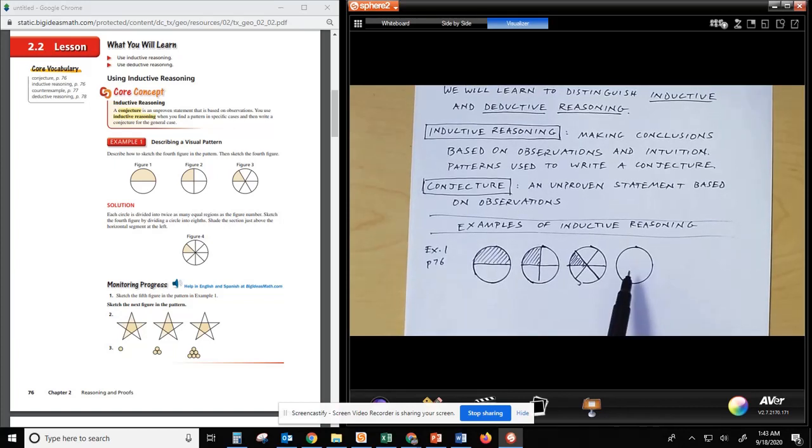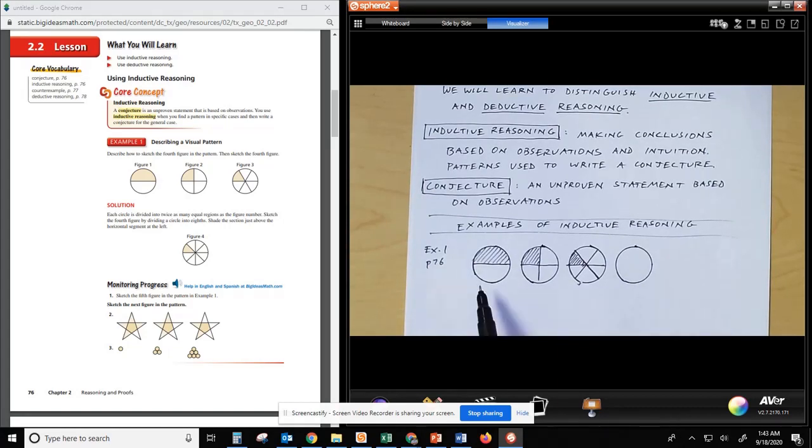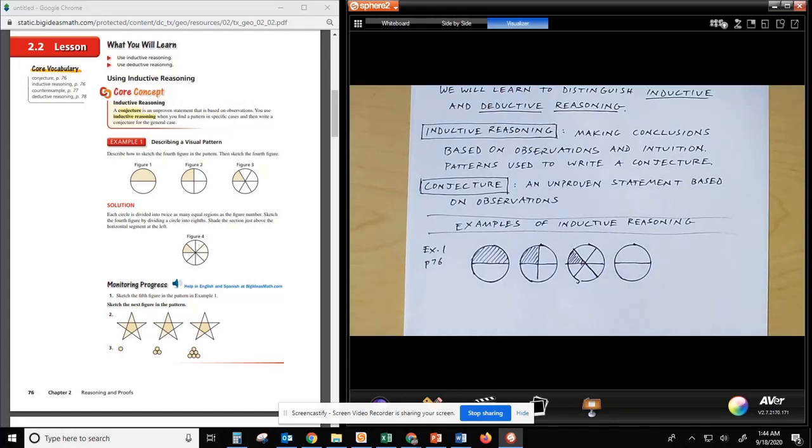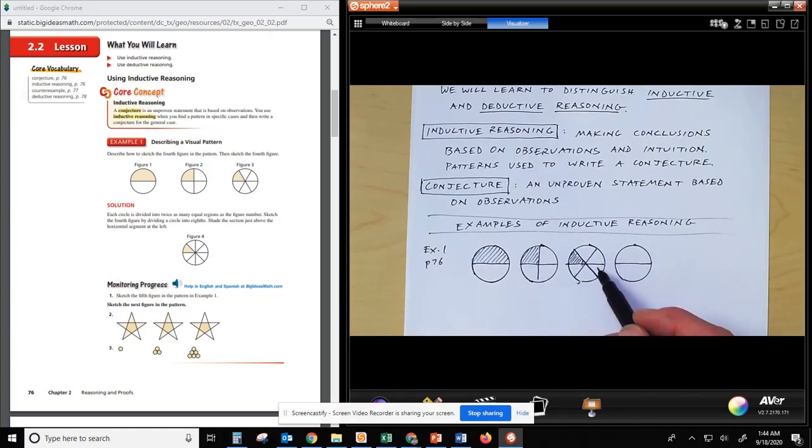If I wanted to sketch the fourth figure in this series, make figure four, I'm looking at a pattern. Okay, well, they all have the horizontal bar, so I'm just going to assume that's true. I'm going to take a shot there. And then I'm going to say, well, this circle, figure one, has a single line. This one has one, two lines. And this one has one, two, three lines. And every time, and really in geometry, I should say line segments, every time the line segments go across the circle, they make it into roughly equal size parts.